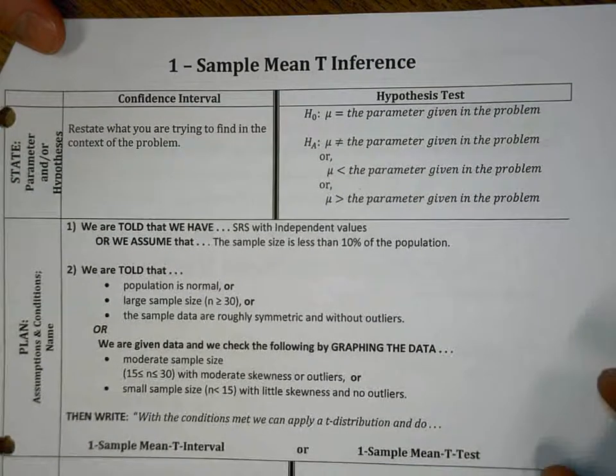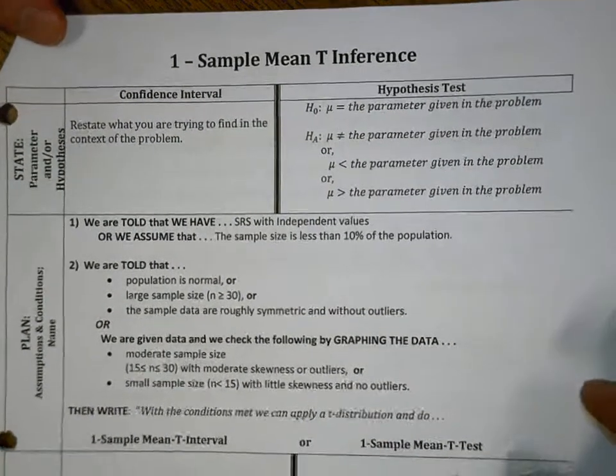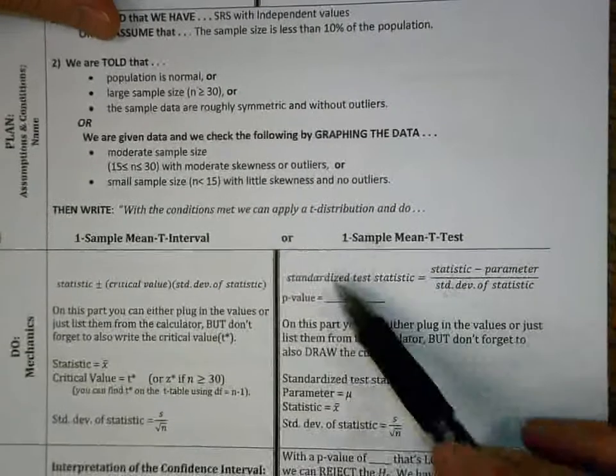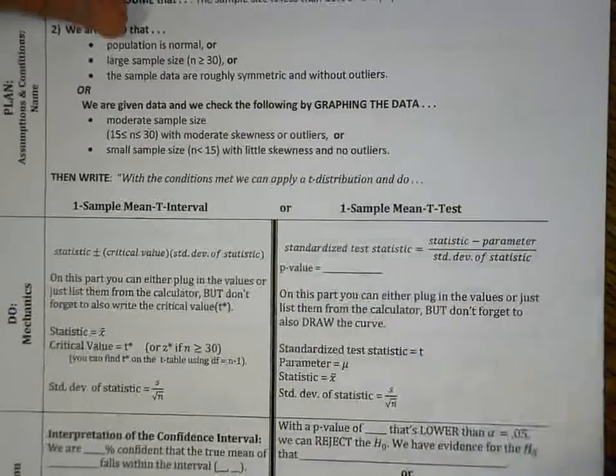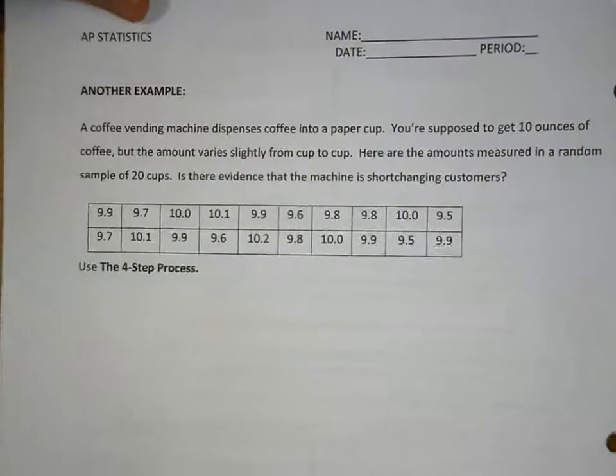Look at the back. Here's our little template of confidence interval, hypothesis tests, the assumptions and the conditions, and what you want to say, the different names. Of course, in the calculator, it's just t-interval and t-test. Pretty much just fill in the blank. But on the back side, we have another example.